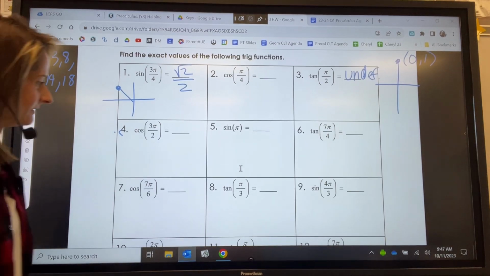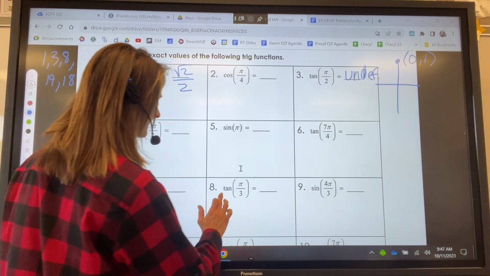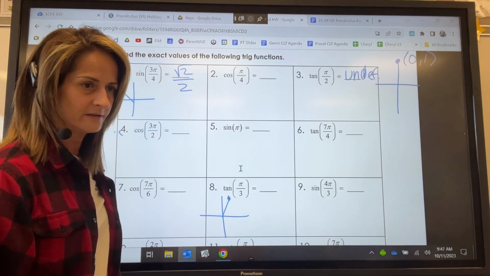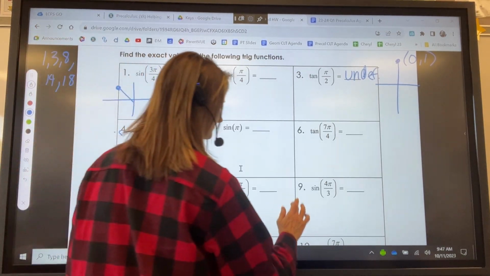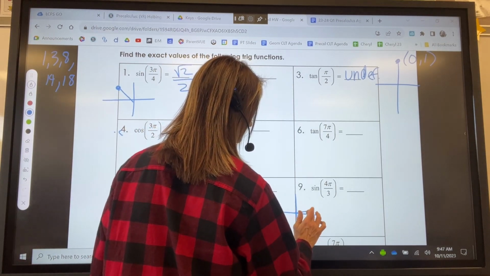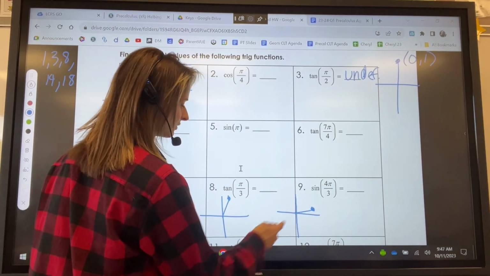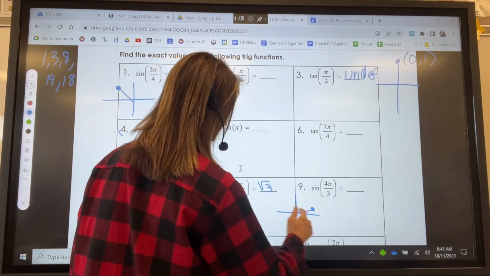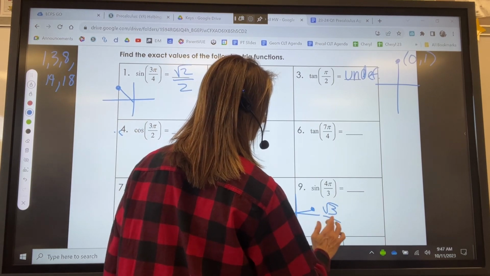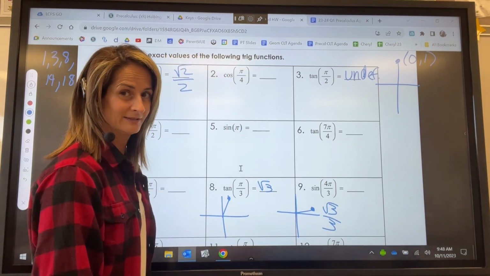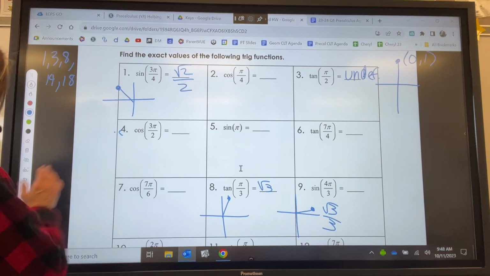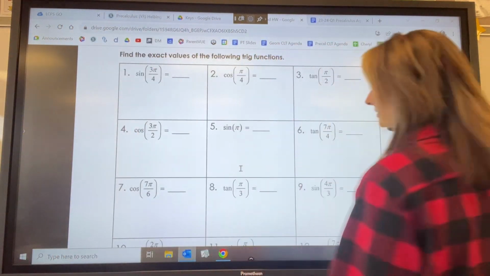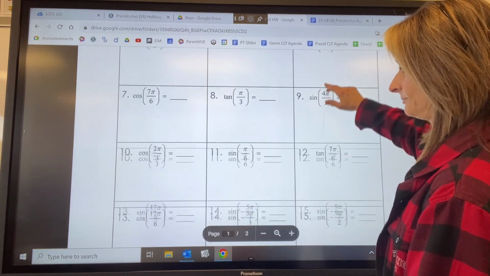Number 8. Tangent, pi over 3. This is one of the ones I asked you to memorize. Tall angle, first quadrant, we know it's going to be positive. Tangent of pi over 3 versus the tangent of pi over 6. These are the ones that people get confused. That's a short angle, that's a tall angle. This is root 3. And this one, tangent of pi over 6, is root 3 over 3. Just have them memorized. Good? I'll make your life easy, because the middle angles with tangent are really simple. They're either 1 or negative 1, depending on what quadrant they're in.